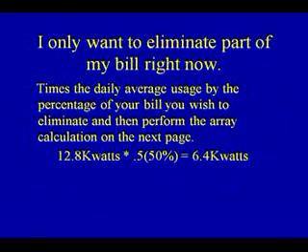Perhaps you are only able to eliminate part of your bill right now. To figure that, multiply the daily average usage by the percentage of your bill you wish to eliminate, and then we can perform the array calculations on the next page. For example, 12.8 kilowatt hours times 0.5 or 50% equals 6.4 kilowatt hours.